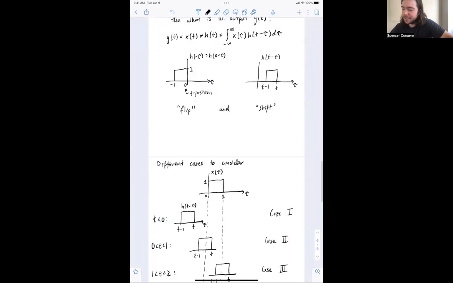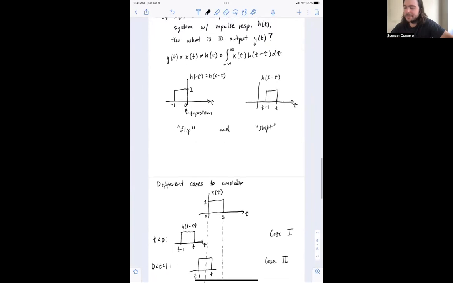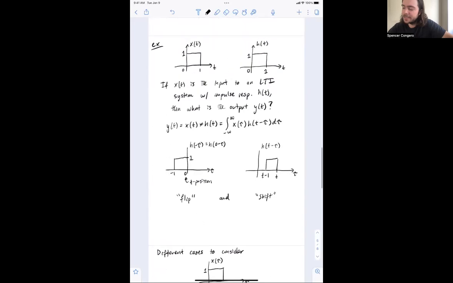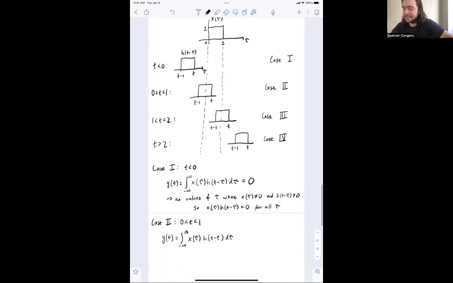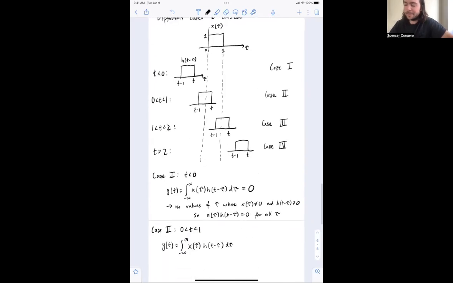You could do this whole process algebraically, and we'll see more examples of that as we go on, where you actually get explicit expressions for these two functions and manipulate things algebraically. But I think pictures are way easier for now because they allow us to get these integrals very quickly.